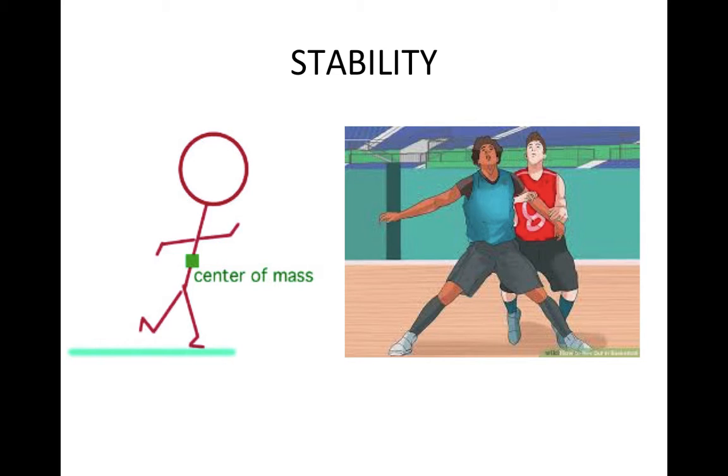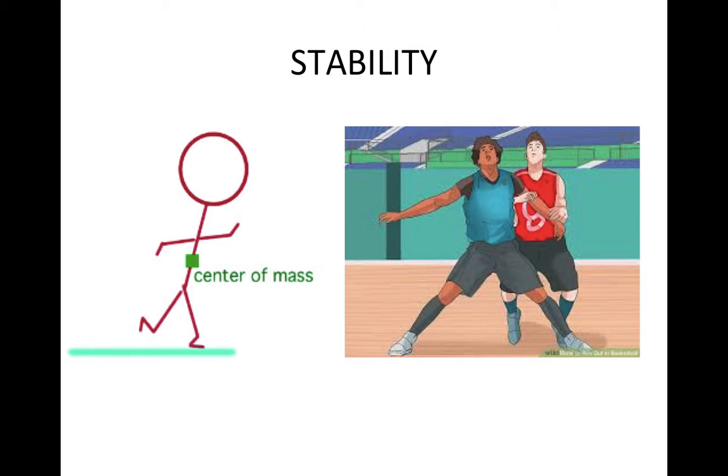In this example, the centre of mass will be higher because they will have more mass higher up above their head. By lowering your centre of mass, this increases stability. So during a box-out rebound, the player will bend their knees to lower their centre of mass. Therefore, if they are pushed by an opponent, they are less likely to fall over.